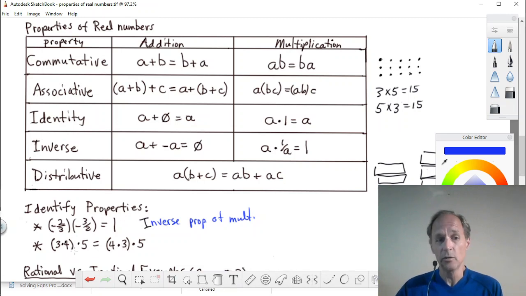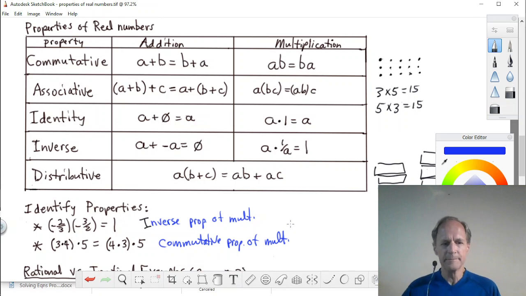We changed the order, actually. 3 times 4 became 4 times 3. The property that says you can change the order without changing the result is the commutative property. And in this case, we say the commutative property of multiplication. Okay.